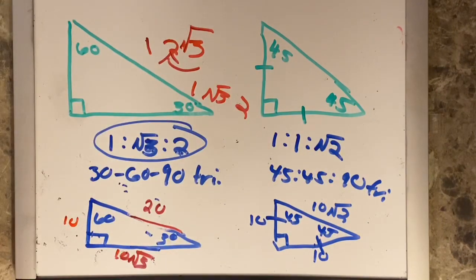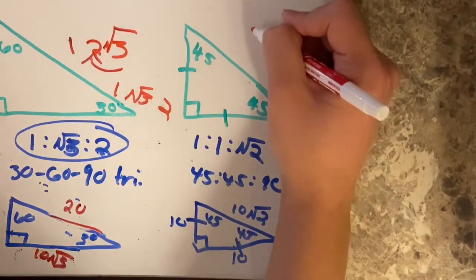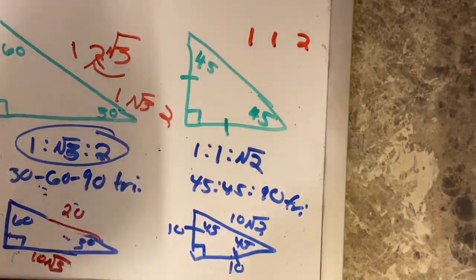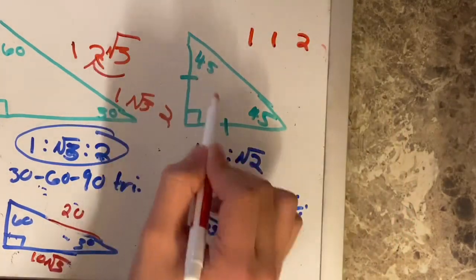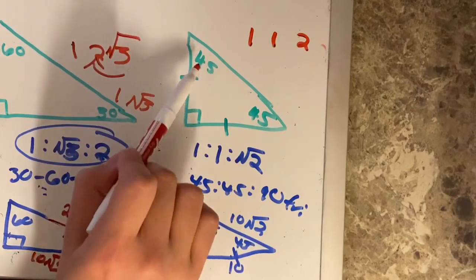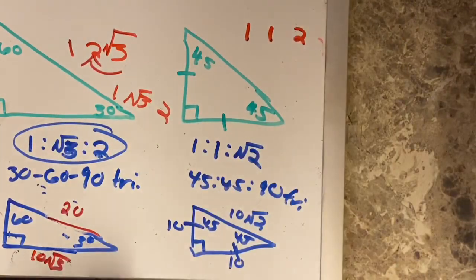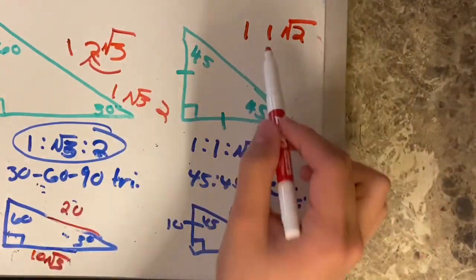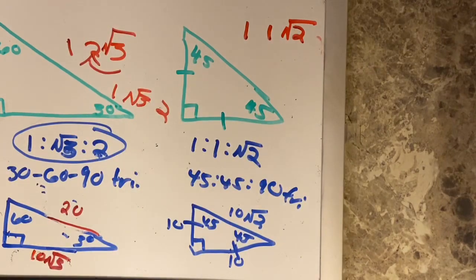All right. And for the 45, 45, 90 triangle, that will just be 1, 1, 2, because for 45, 45, 90, two sides are the same length. It's an isosceles triangle because there are two angles that are the same. So 1, 1, 2. Add the square root. And because the square root of 2 is still larger than 1, it stays right there. So that's how you remember it.